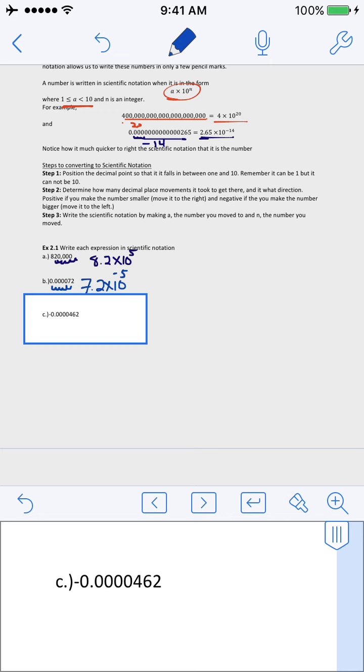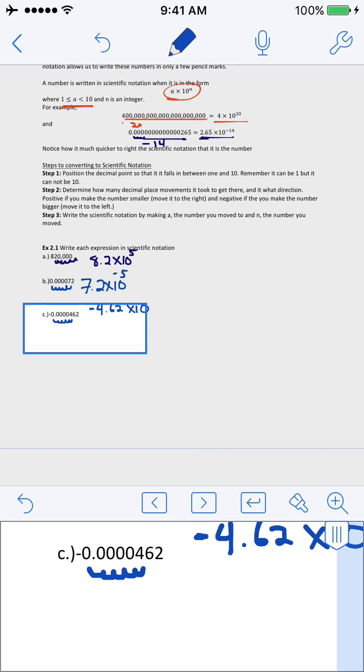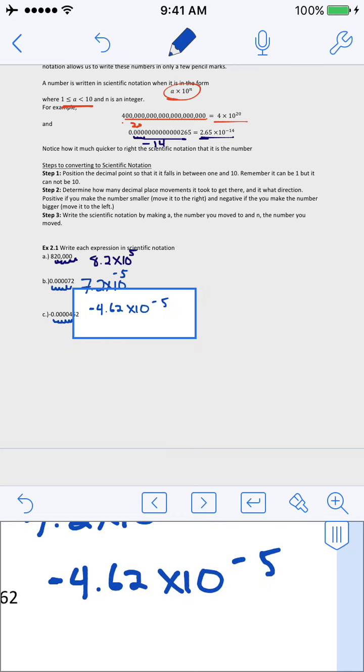All right, so I hope you had some time to try this problem out yourself, but let's see what would happen. Just because there's a negative doesn't mean anything changes. It's the same process, right? So I'm going to move it over 1, 2, 3, 4, and I've got to go one more to get negative 4.62 times 10 to the, wait, how many did I move it? 1, 2, 3, 4, 5, negative 5th.